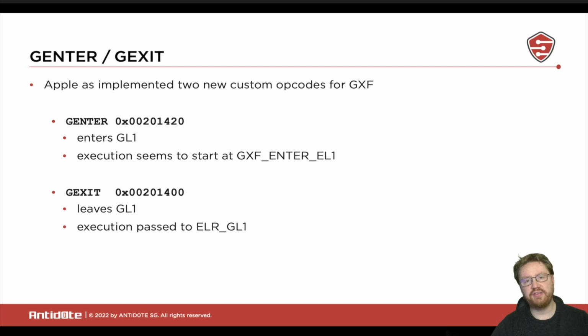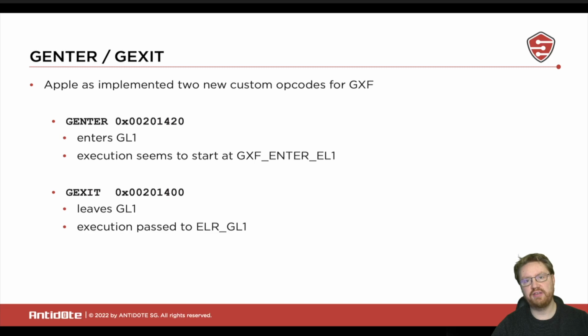The next thing that Apple created were two new custom opcodes to enter and access this GL level. The first one is called genter, and you can see the binary code on the slide. When we see this opcode, it means that the CPU enters the GL1 exception level, and execution then continues at whatever address was configured into GXF_ENTER_EL1.